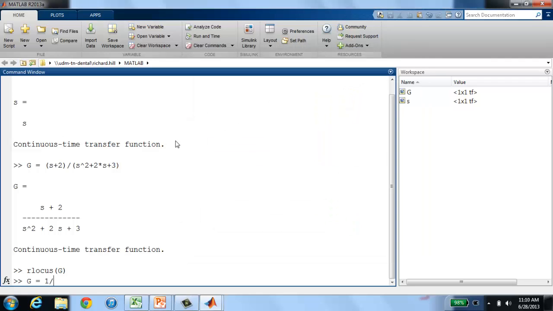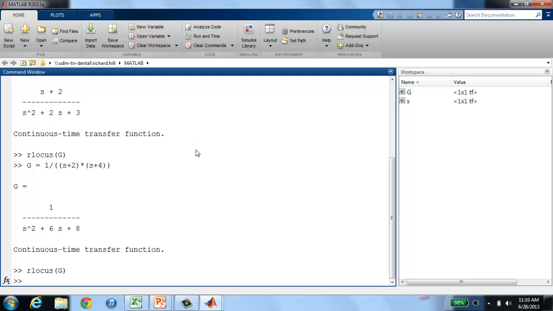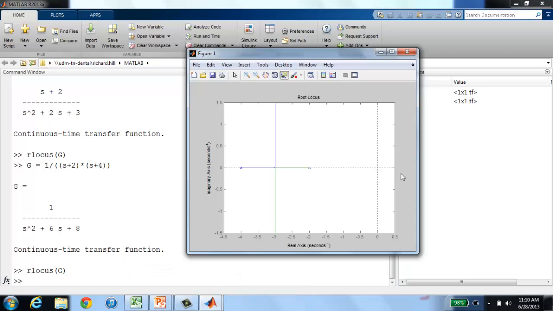Here we had a plant with 2 poles, a pole at -2 and a pole at -4. So that's our transfer function. We can again use the RLOCUS command. This is the same root locus we generated by hand. Looking at this, you'll have to sort of imagine the region that we were looking for. Recall that it was a sort of a triangle that was above.